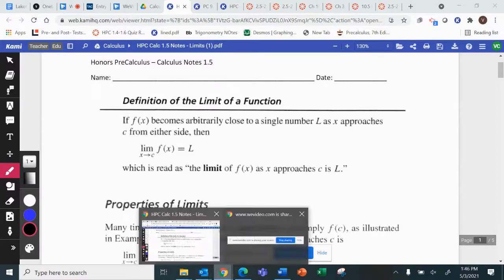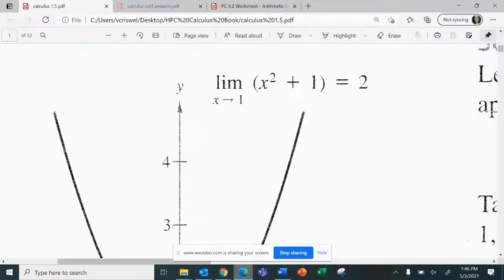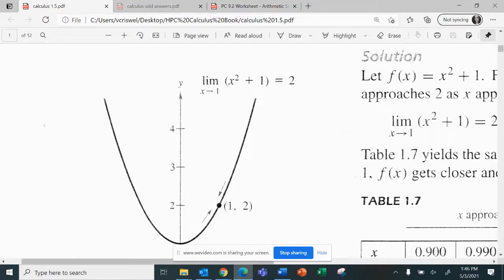Okay, so this is from the calculus book. I didn't copy this because we really just need to look at it. We've already done this. So if we're talking about the limit of this equation as x approaches 1, remember the limit is saying what does the y value do? As we're looking at this as x approaches 1, from the left side to this parabola, your y is getting close to 2. As x approaches 1, from the right side, your y is approaching 2. So the answer for this limit is 2.